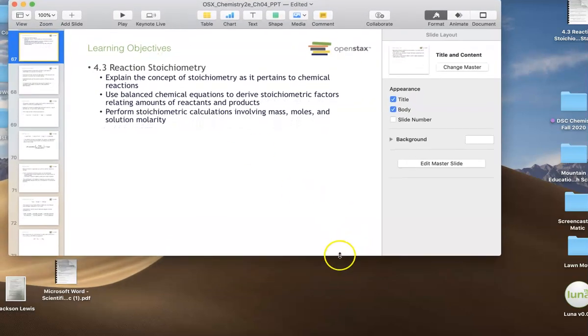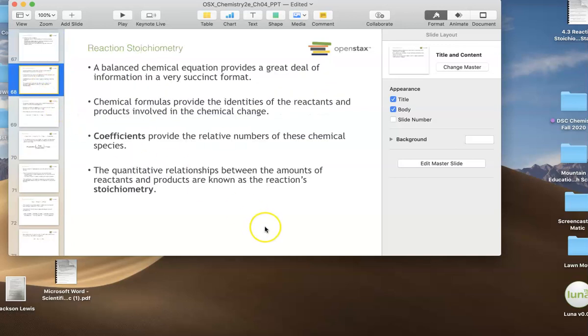Alright, so we're going to talk about reaction stoichiometry. We're going to talk about the concept of stoichiometry as it pertains to chemical reactions. When you're dealing with stoichiometry calculations, you're having to use a balanced equation, and that is going to enable us to relate the amounts of reactants needed or products produced in certain situations. Of course, our calculations will involve mass to mole conversions, moles to molecules, and some solution molarity calculations as well.